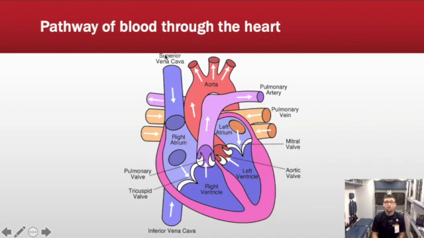So again, superior and inferior vena cava to the right atrium, drop down to the right ventricle, up through the pulmonary arteries into the lungs, bringing that oxygenated blood back through the pulmonary vein into the left atrium, dropping it down into the left ventricle, and then supplying the body with oxygenated blood through the aorta.